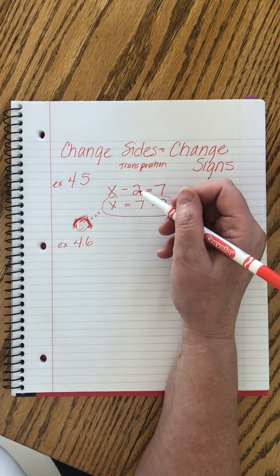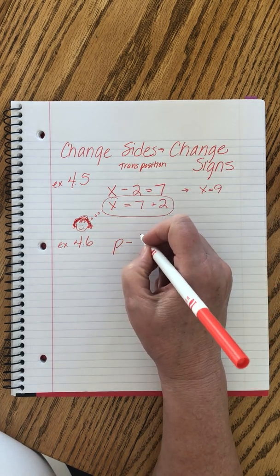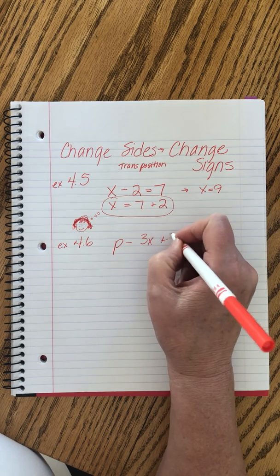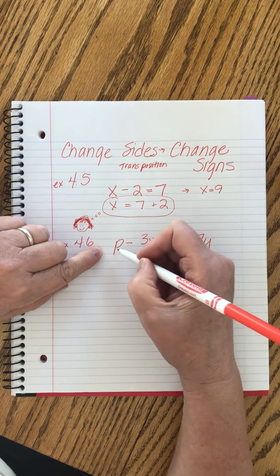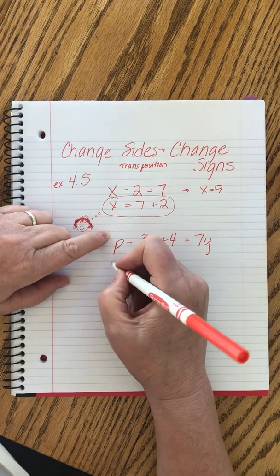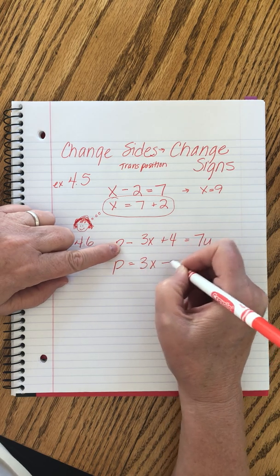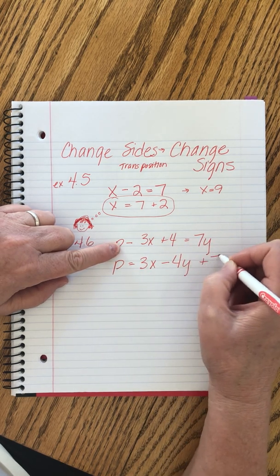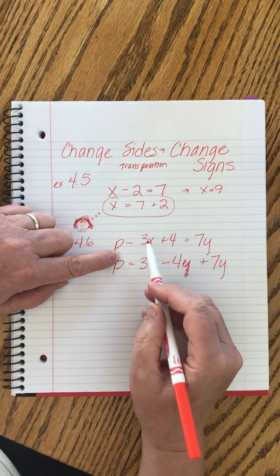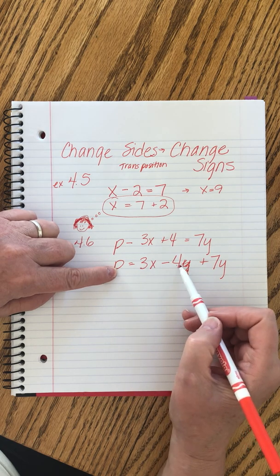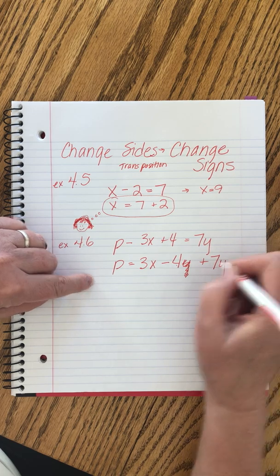4-6, use transposition to solve for P. P minus 3x plus 4 equals 7y. Okay, well, we want P to be isolated, so that means these guys have to change. So we can just quickly go P equals positive 3x minus 4, plus 7y, right? These guys are changing sides, so we change their signs, and there we have it. That's correct.